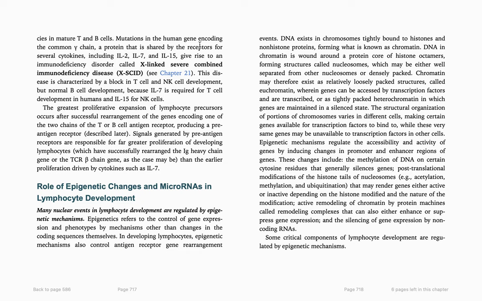Mutations in the human gene encoding the common gamma chain, a protein that is shared by the receptors for several cytokines, including interleukin-2, interleukin-7, and interleukin-15, give rise to the immunodeficiency disorder called X-linked severe combined immunodeficiency disease, SCID. We will see it in chapter 21. This disease is characterized by a block in T cell and natural killer cell development, but normal B cell development, because interleukin-7 is required for T cell development in humans, and interleukin-15 is required for natural killer cells.